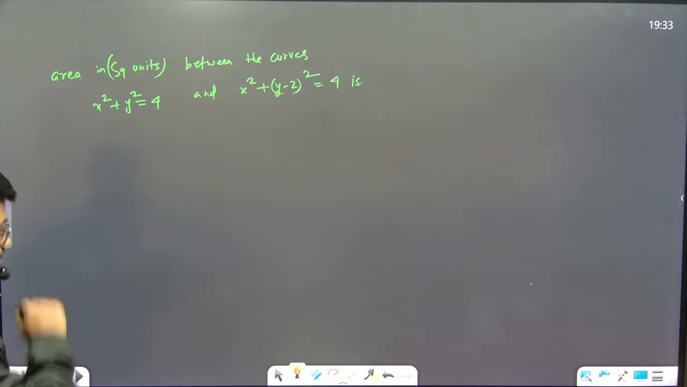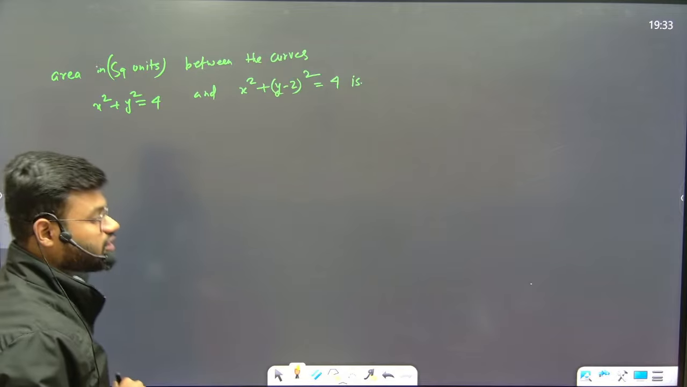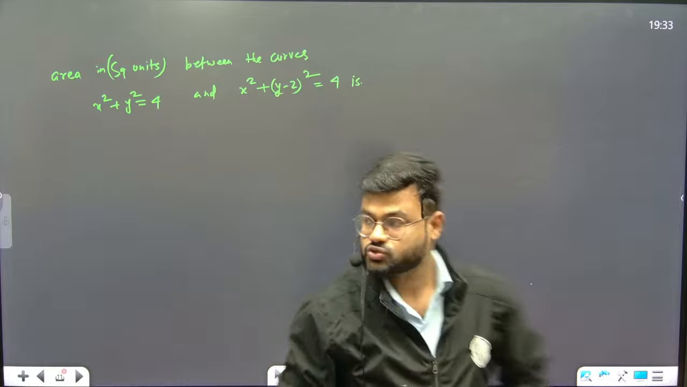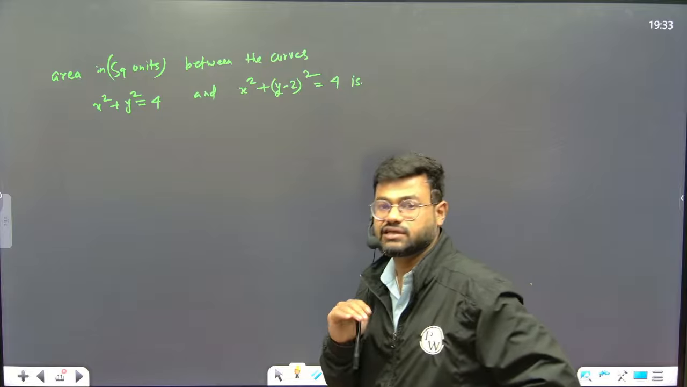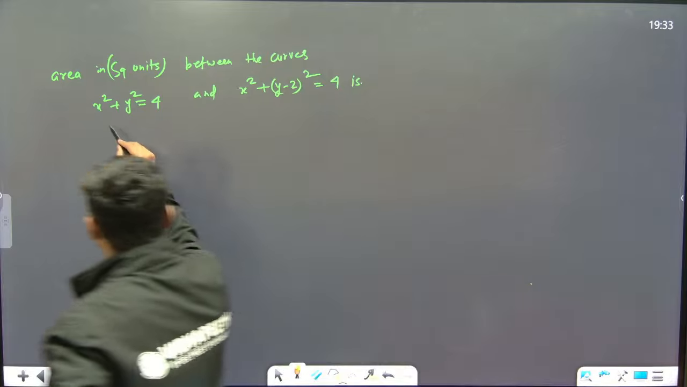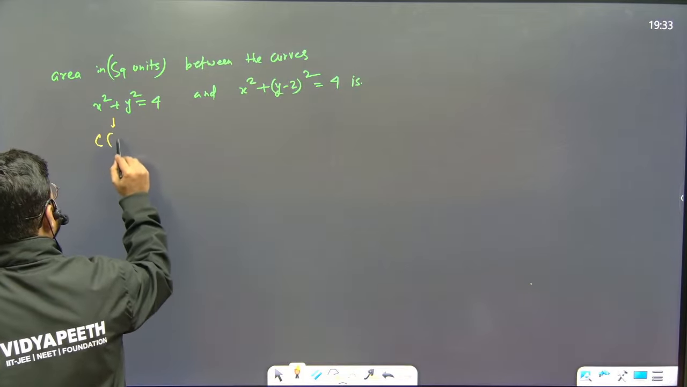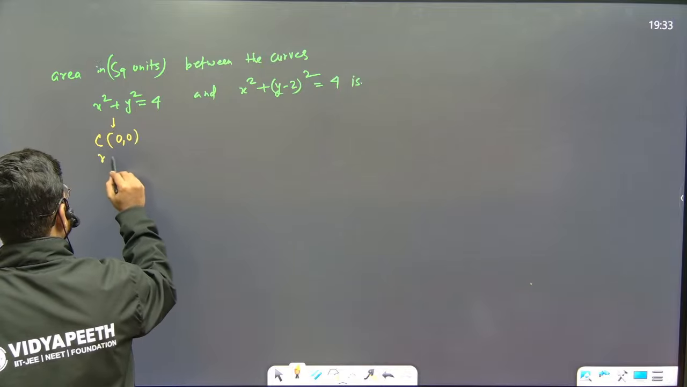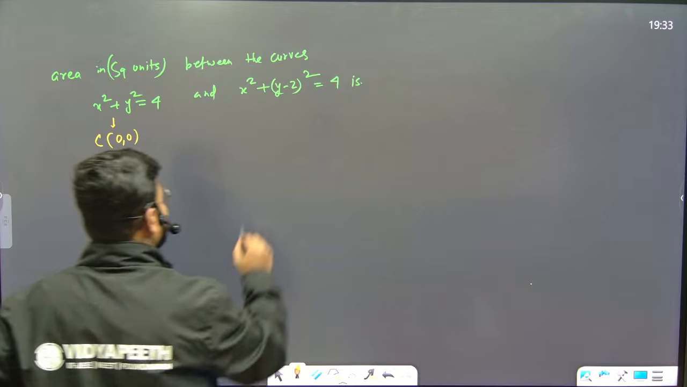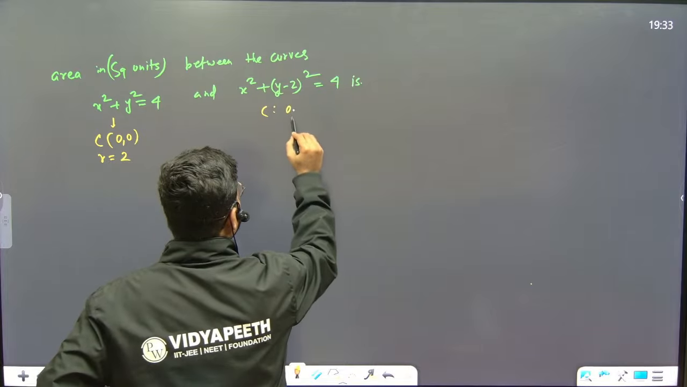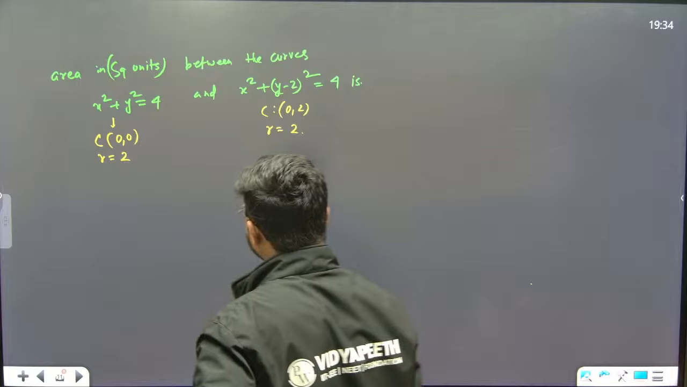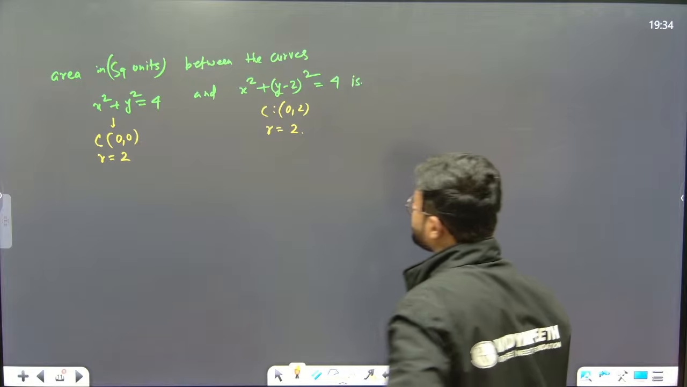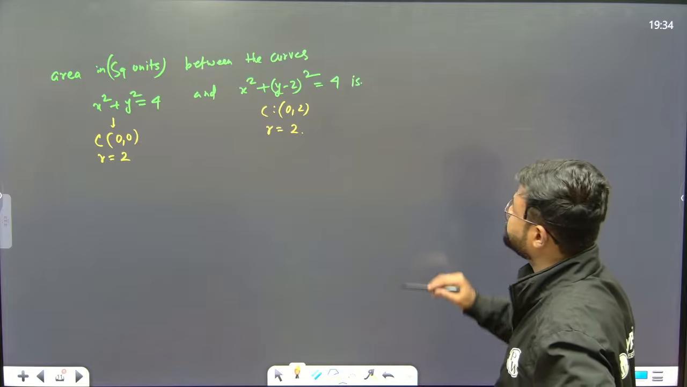So again you have to plot the diagram very carefully. Whenever we see the equation of a circle, the first thing that we do is find the center and the radius. So what is the center of the circle? The center is going to be 0 comma 0 and the radius is going to be 2, and here the center is going to be 0 comma 2 and the radius is again 2 units. So both the circles have the same radius.